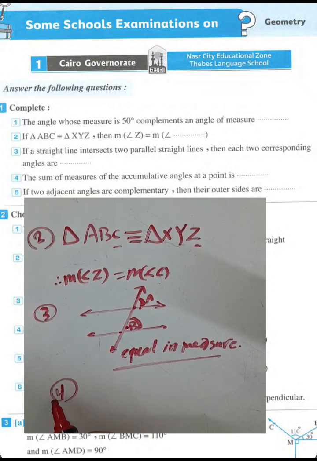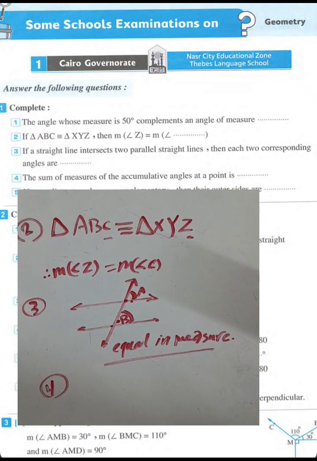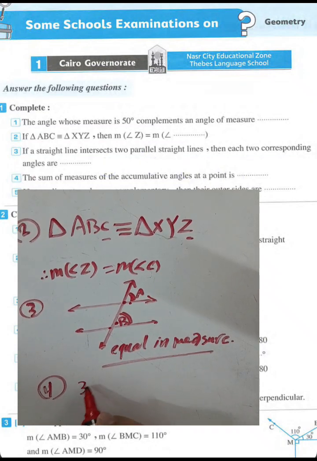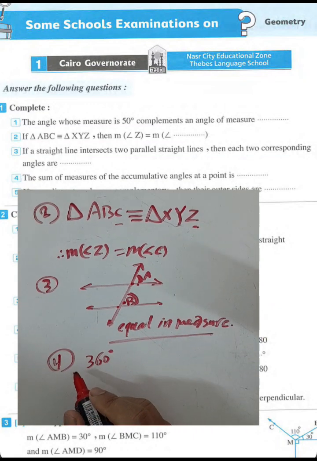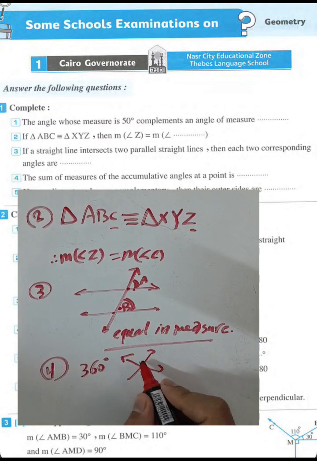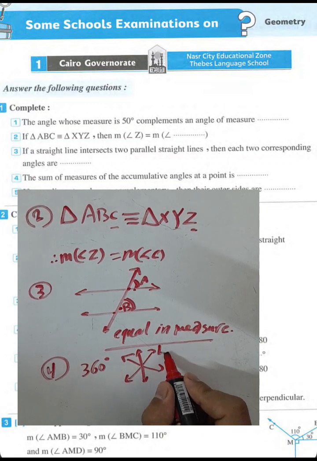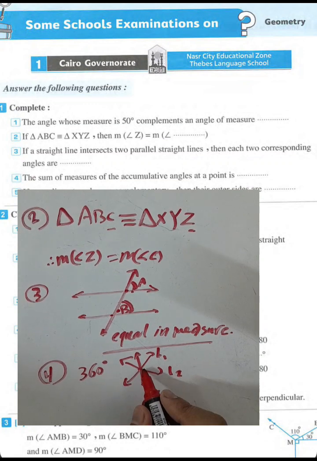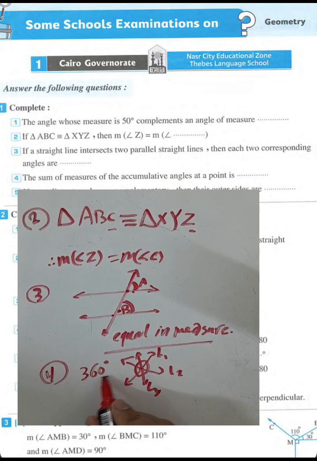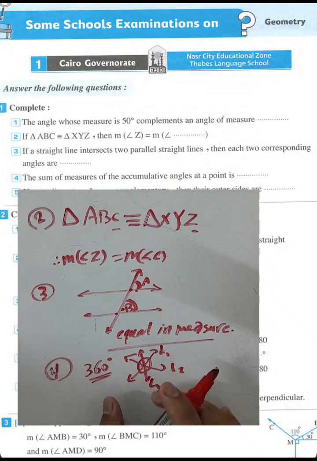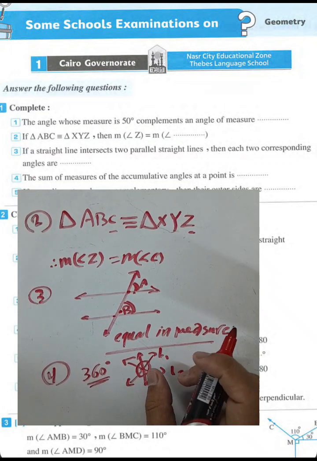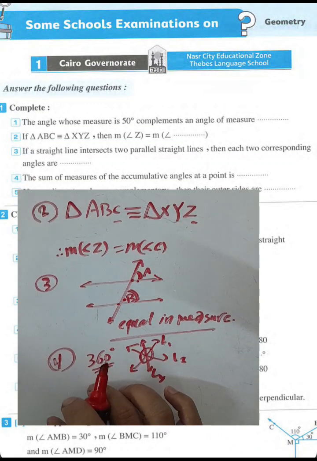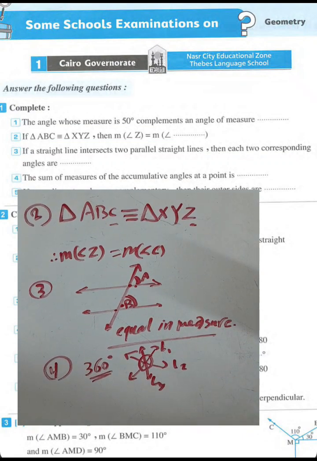Okay. Number four, the sum of the measures of the accumulative angles at a point is 360 degrees. What about accumulative angles? It means a lot of straight lines, such as L1, L2, L3, intersecting at one point. The sum of all angles here will be 360 degrees. We call it accumulative angles. Then the sum of the measures of accumulative angles at a point is 360 degrees.